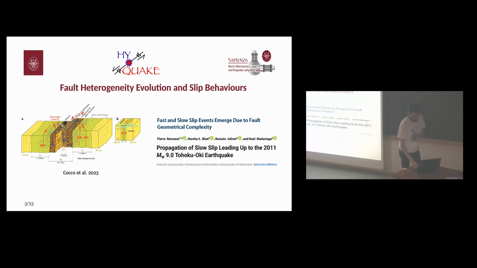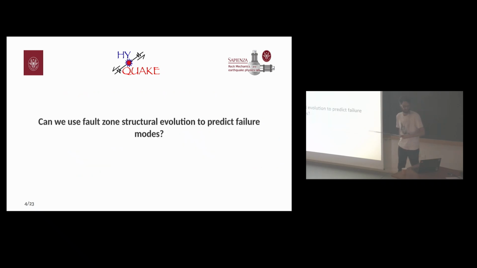So one question that is really a student question is: maybe we can use the fault zone structure evolution to predict failure modes. If I was precise on this point, some of you should think this is weird, because if you know fault structure evolution, you already know. How many of you think that trying this is weird? And how many of you think that it's trivial? Okay.